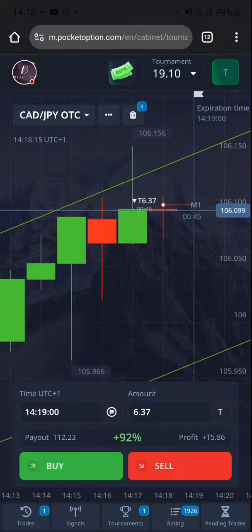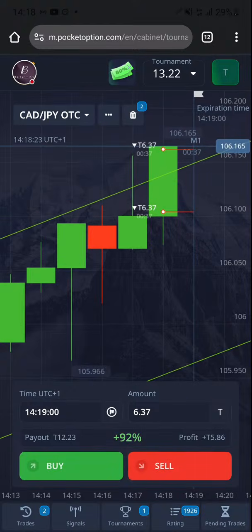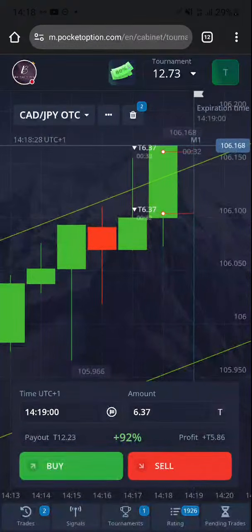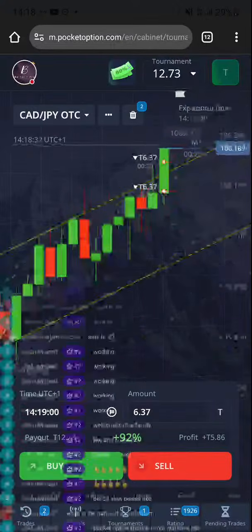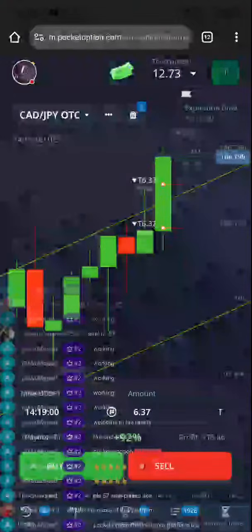Yes. We close on a round number. We can have the red candles coming. And that previous candle is a reversal sign. Okay, let me take one more here. Let's see. Okay.